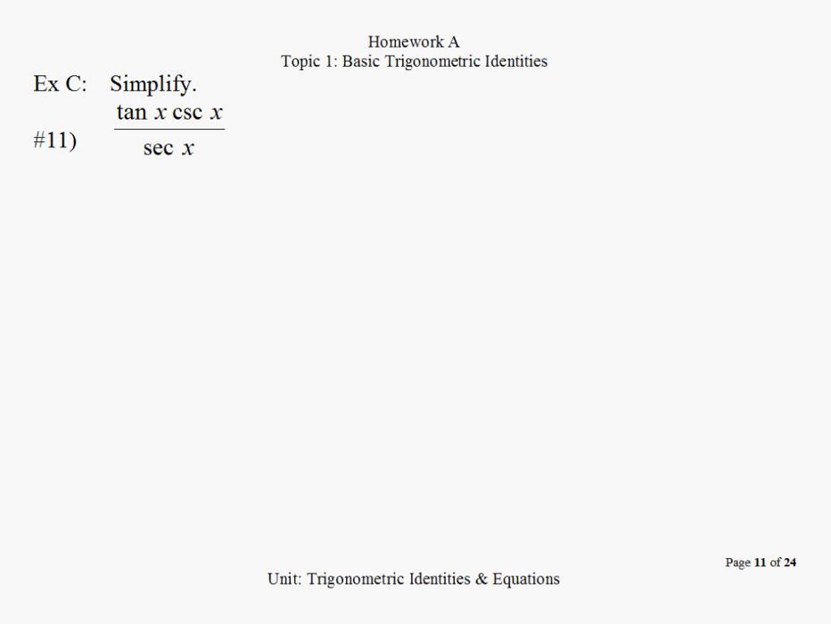To simplify these equations, number 11, we got tangent of x times cosecant of x divided by secant of x. Tangent of x is the same as sine over cosine. Cosecant is the same as 1 over sine, and secant is the same as 1 over cosine. Those are a quotient identity followed by two reciprocal identities.